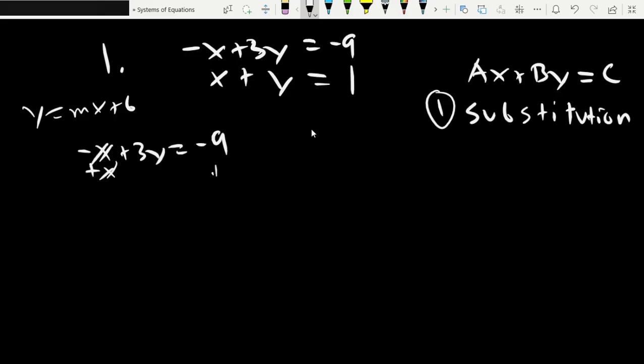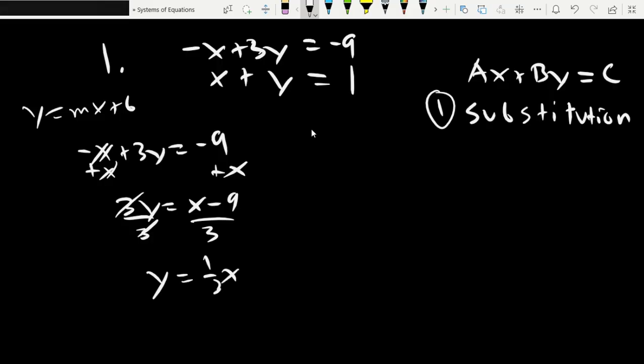So we just add x on both sides, because the x is on the right, and in this equation it is on the left, so we need to move it to the right. Okay, so 3y equals x minus 9. Divided by 3 on both sides, you get y equals x over 3, which is just 1/3 x.